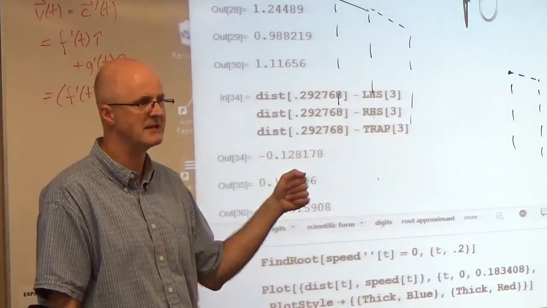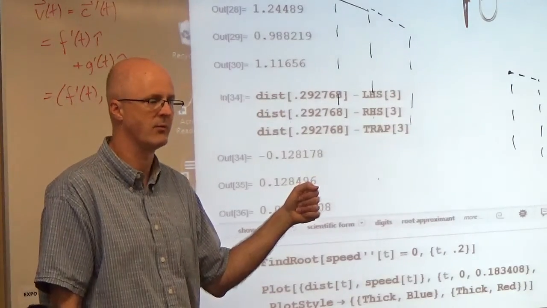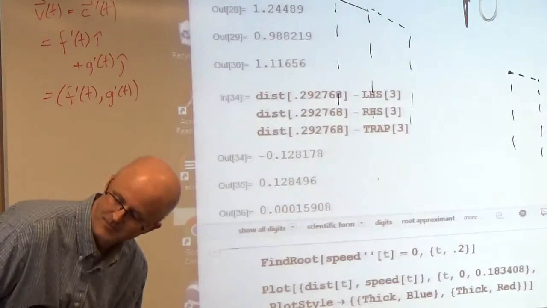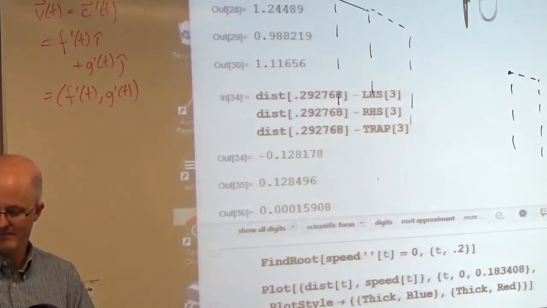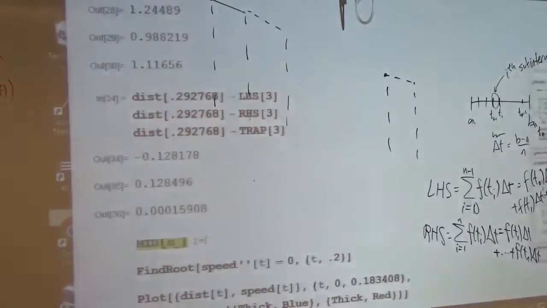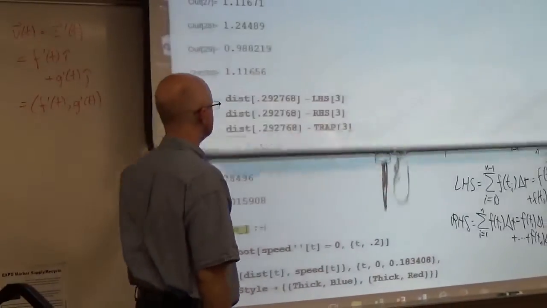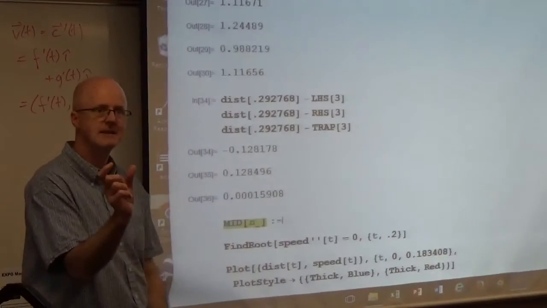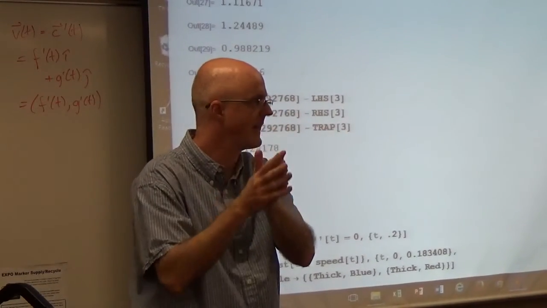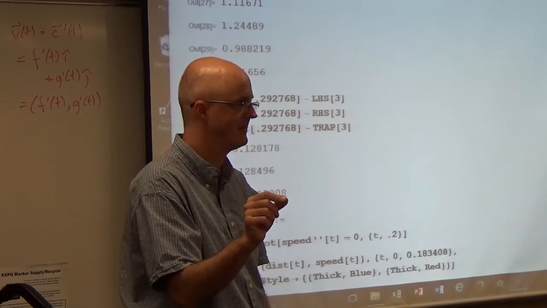I want to take a few minutes just to introduce you to the midpoint rule, then we're going to continue with numerical integration in lecture B. The midpoint rule takes, instead of the left and right hand endpoint of each subinterval to create the rectangle, the midpoint of each subinterval.